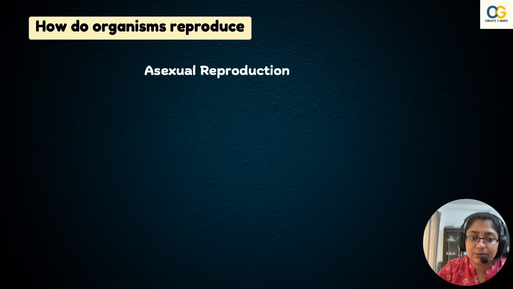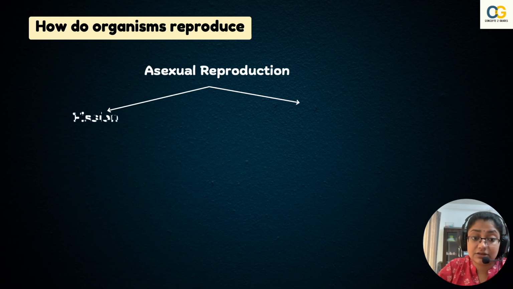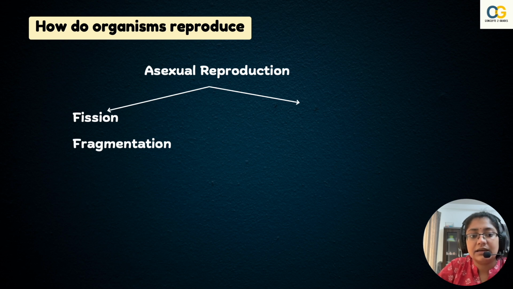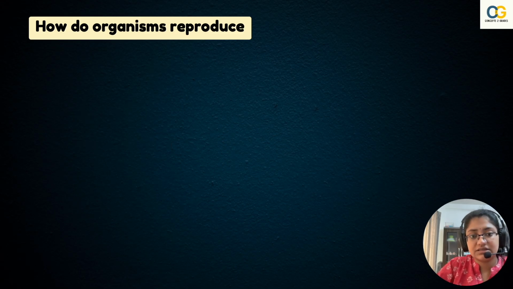Asexual reproduction as such has two types. One is a very lower level one, which is in unicellular organisms. And the next one would be in case of a little bit complex multicellular organisms. The unicellular ones are fission and fragmentation. And the multicellular ones are regeneration, budding, spore formation, and vegetative propagation. We will see each of these slowly.